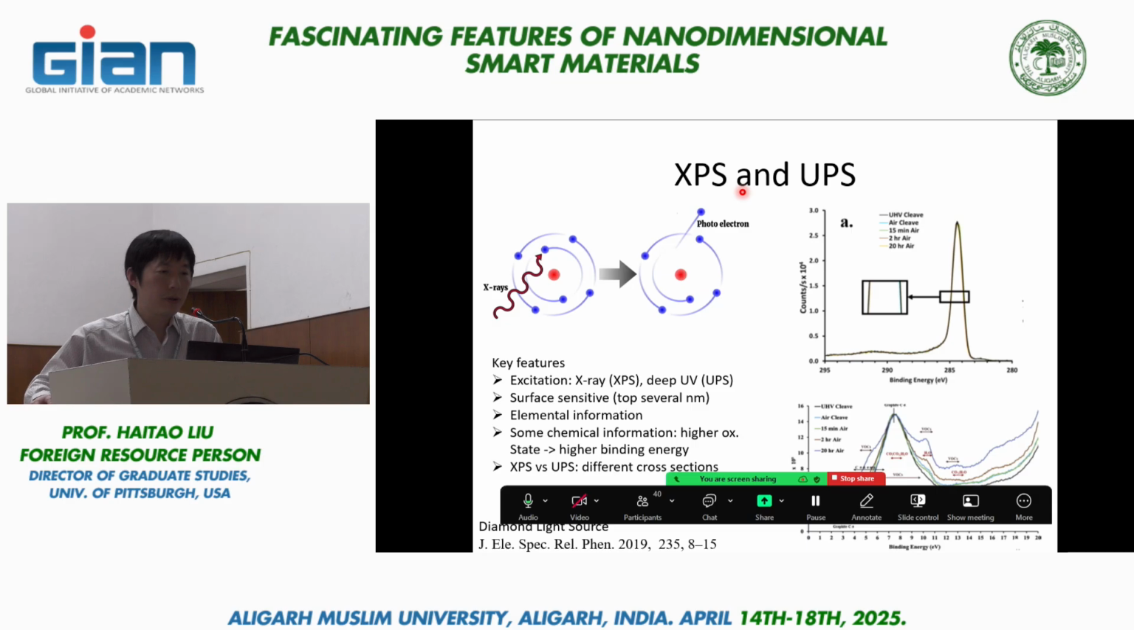Now to switch gears a little bit to XPS and UPS. Those two techniques are commonly used in surface analysis. XPS is X-ray photoelectron spectroscopy, and UPS is ultraviolet photoelectron spectroscopy. They are very similar techniques in that they follow the same kind of concept. So in both cases, you shine a photon onto an atom. In the XPS case, it's an X-ray photon. In the UPS case, it's a UV photon. Same principle, except the energy is different.